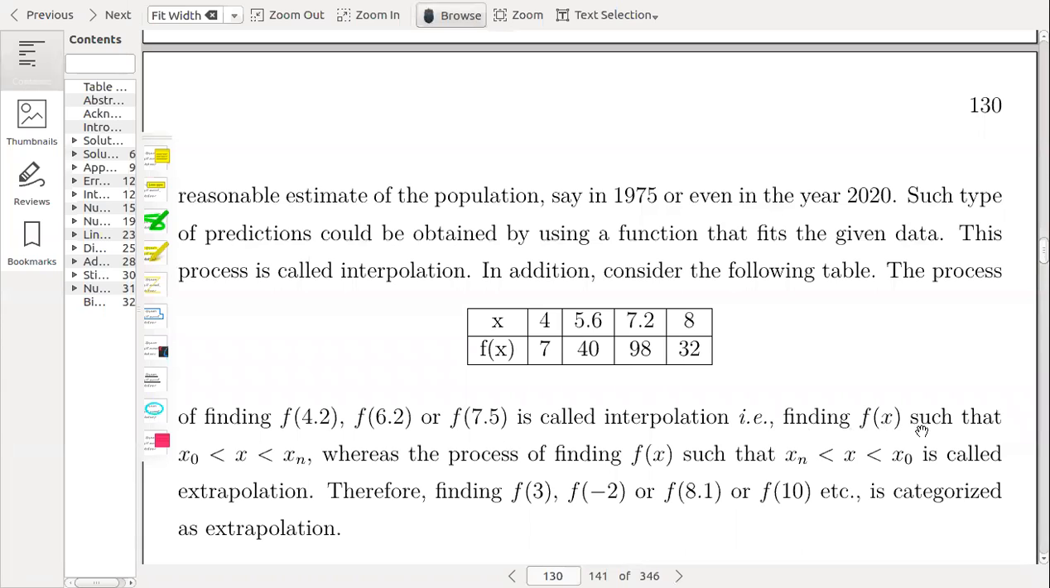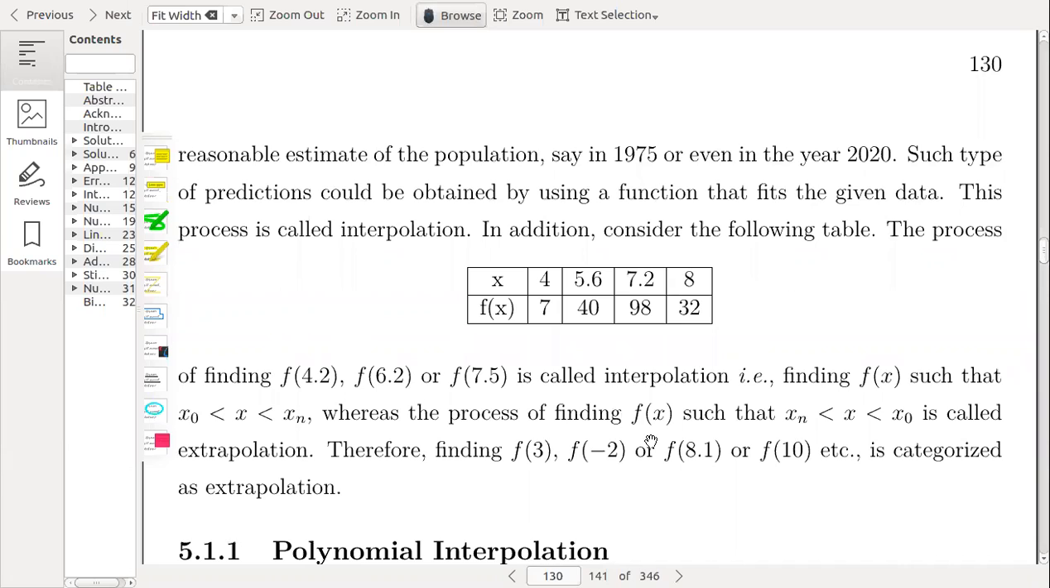So first we will construct the function which manipulates these values exactly as given. So finding f of x such that x lies between x0 and xn. It means x must lie between the initial value and the final value. So here, what is the initial value? Initial value is 4 and final value is 8. So if the prediction values lie between 4 and 8, then we can call it interpolation.